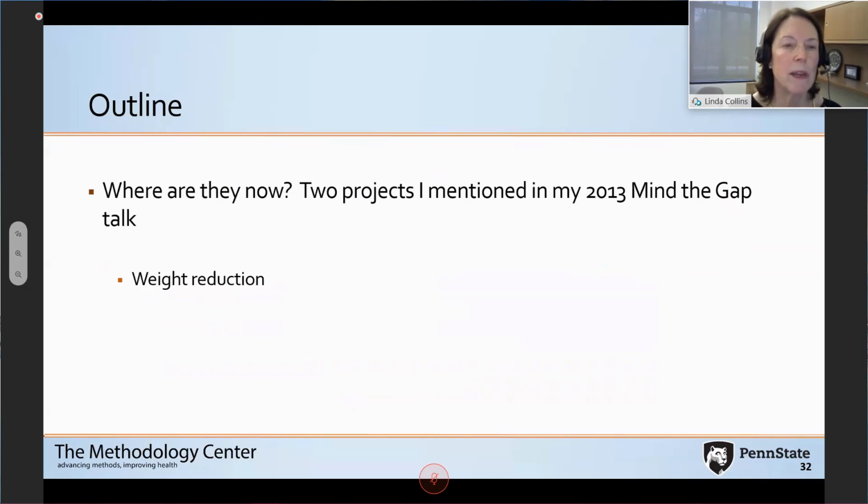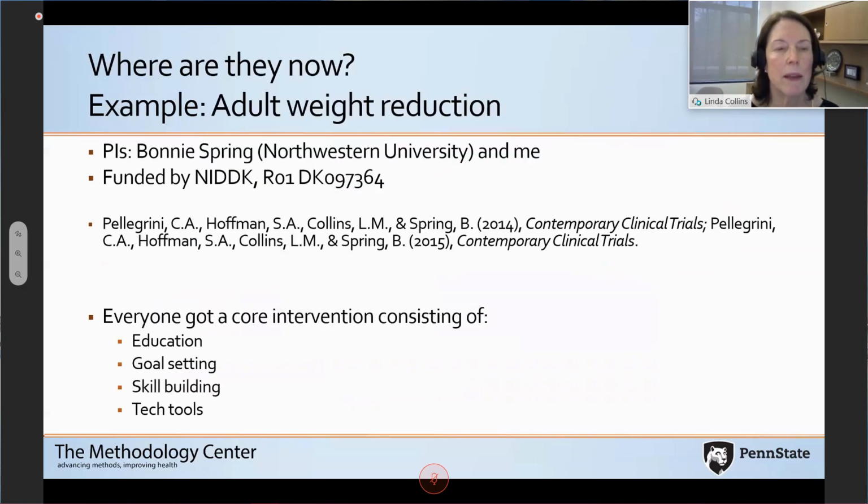Now, the weight reduction study, the PIs of that study are Bonnie Spring and me. We were jointly PIs in an MPI arrangement. This was funded by NIDDK. The previous one, I think I said, was funded by NCI. This was funded by NIDDK. And there are some publications that talk about the protocol there.